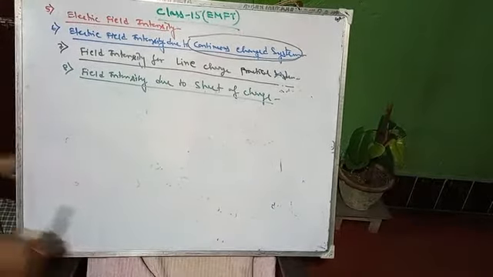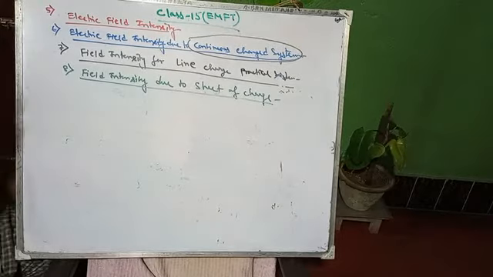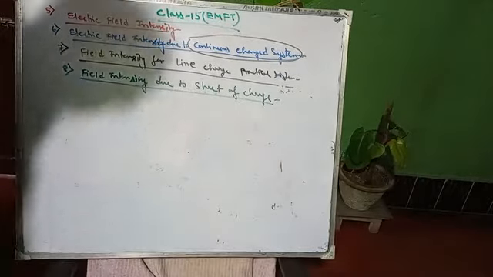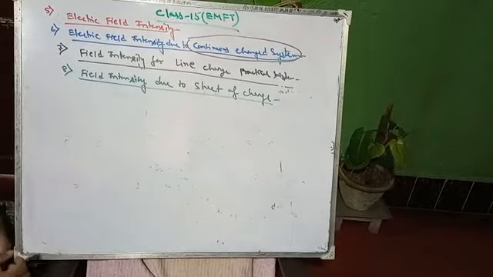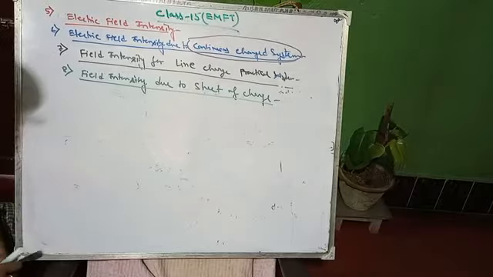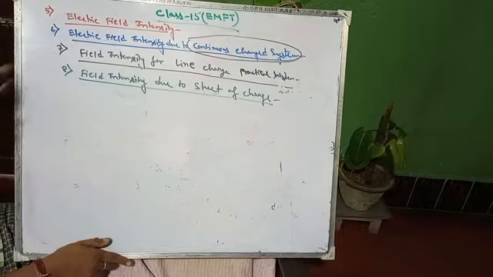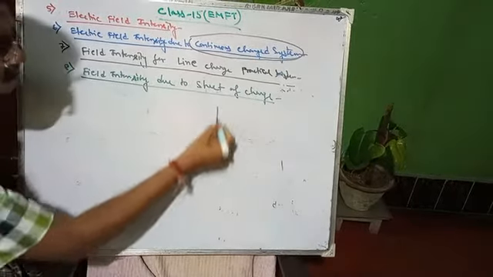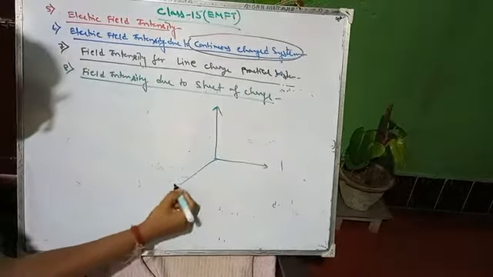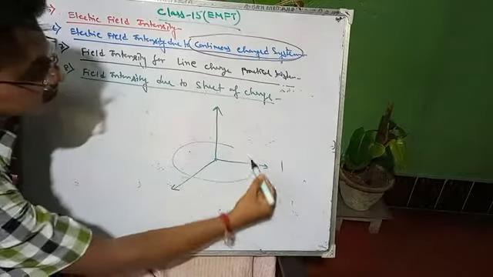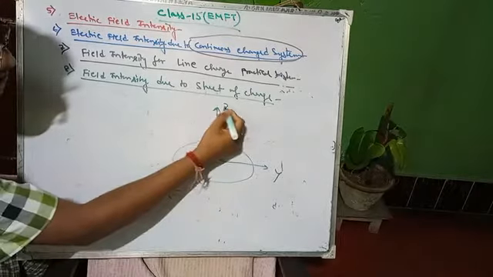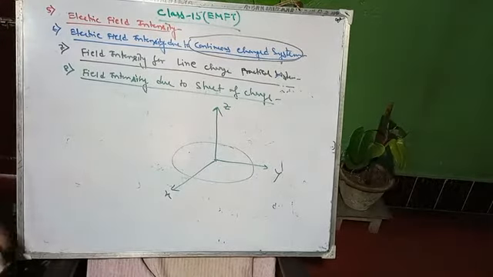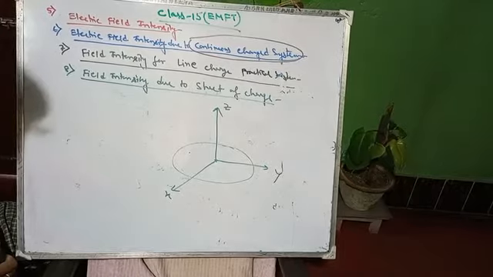Okay, so let us consider an infinite sheet of charge of charge density rho s, which is lying in the xy plane. So that means we are taking a sheet of charge. This is your x-axis, this is your y-axis, so this is in the xy plane, okay, and this is the z-axis. So this is in the xy plane. Okay, and the charge density is rho s.